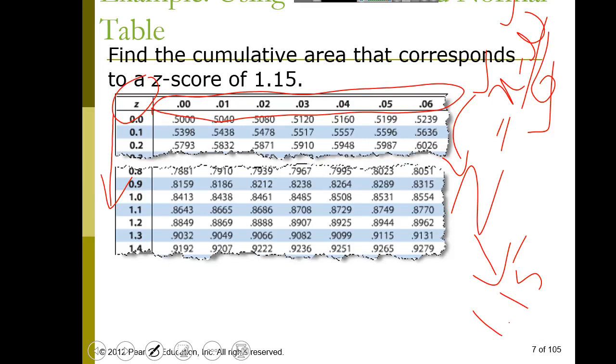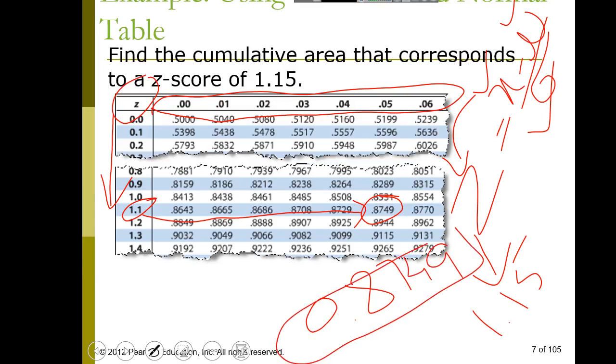So if I have a value 1.15, it will be 1.1 starting from here, and I will go somewhere here to this value, because I have taken 1.1 from the leftmost column and 0.05 from the first row. That gave me the probability value of 0.8749. So that is the way you read the standard normal table.